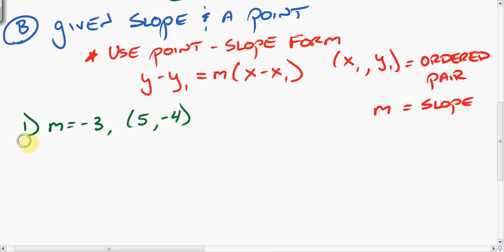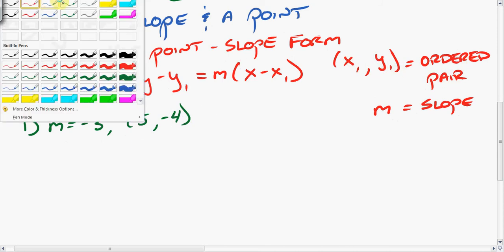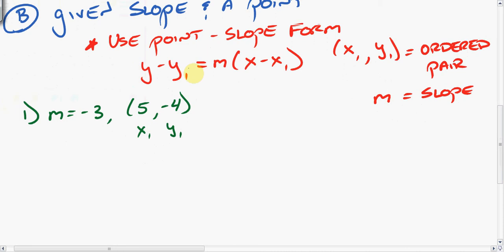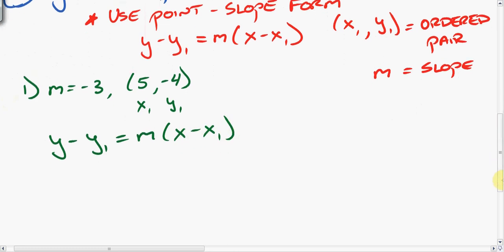So, in the first problem, we see m is -3, so that's our slope, and we have the ordered pair 5, -4, which is x1, y1. So remember, this takes the form x1, y1. So to start, I'm going to take the point-slope form and just rewrite it. So I've got y minus y1 equals m times the quantity x minus x1. And I'm going to substitute the values of x1, y1 in, as well as slope.